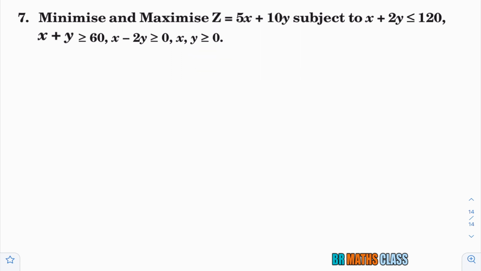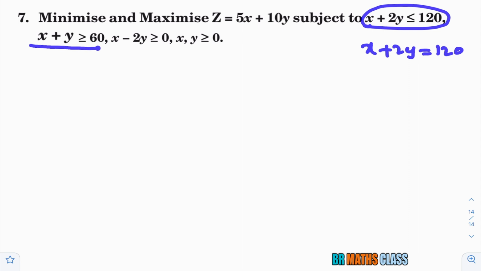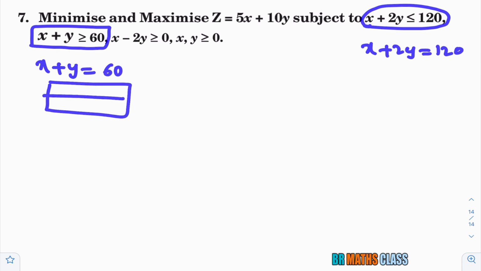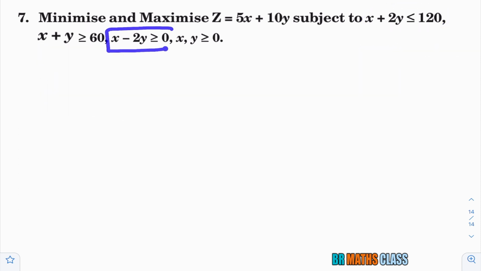So, to solve this linear programming problem graphically, first we need to graph these inequalities. 1, 2, 3. To graph these inequalities, I need to draw the line x plus 2y equal to 120. For this, I need 2 points on this line. First, I will find 2 points on this line, and then I need the line equation x plus y equal to 60, and I will draw this line also by finding 2 points on this line. Similarly, I will draw this line.